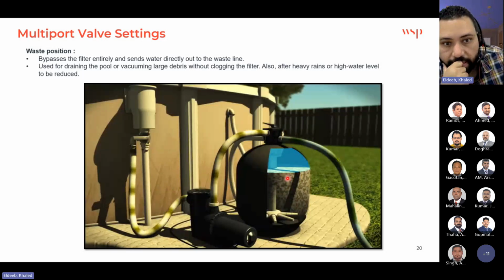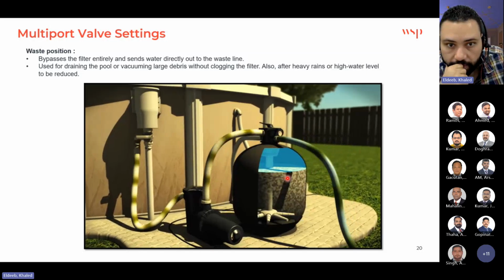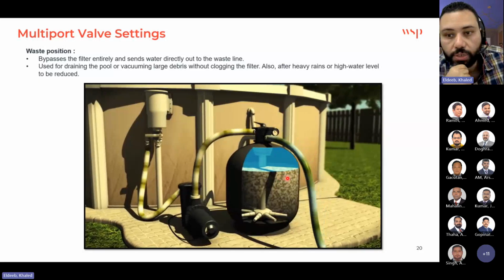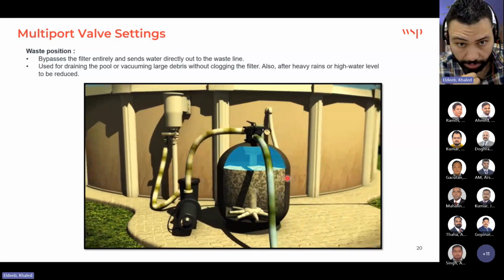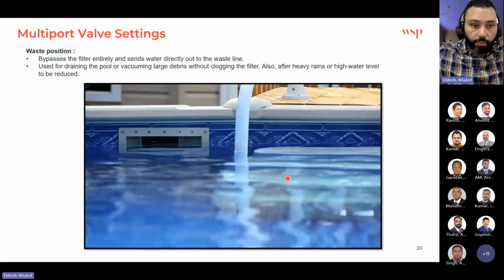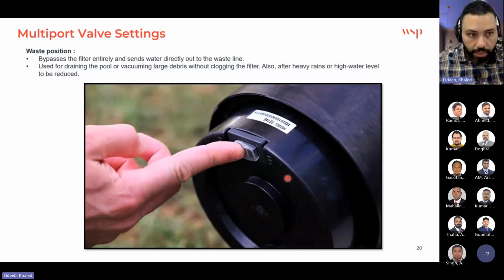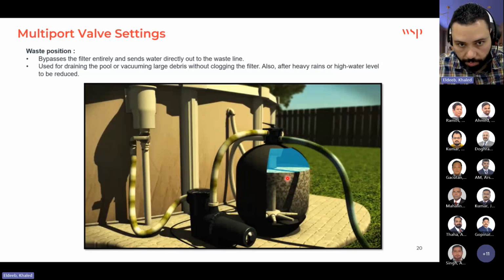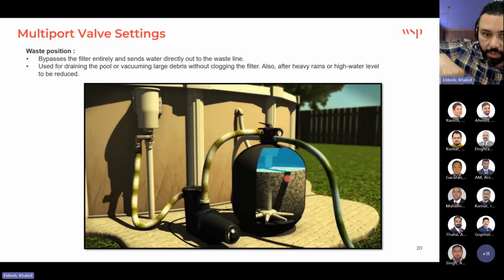So here in this position, which is called waste, the first position, waste or drain. This function is used after heavy rainfall, or when the water level in the pool is too high and you want to lower it down. If you have too much rain added to the pool, you need to drain it out. In order to do so, you switch it to this after switching off the pump as usual. Turn the lever to the drain position and restart the pump again.